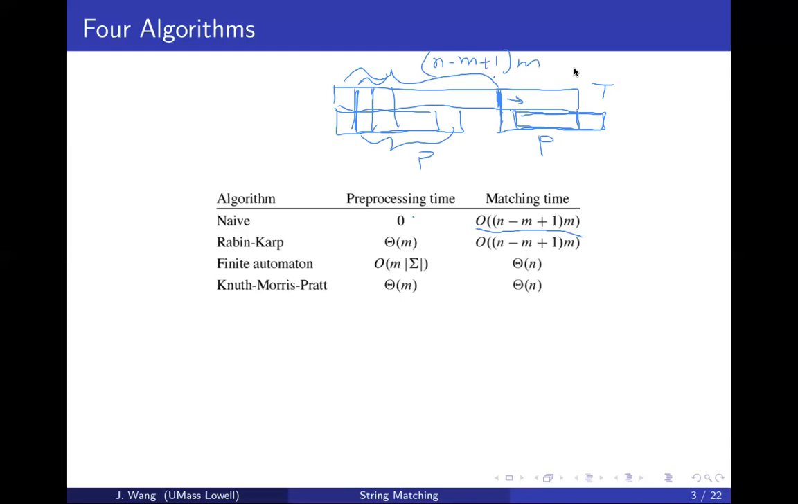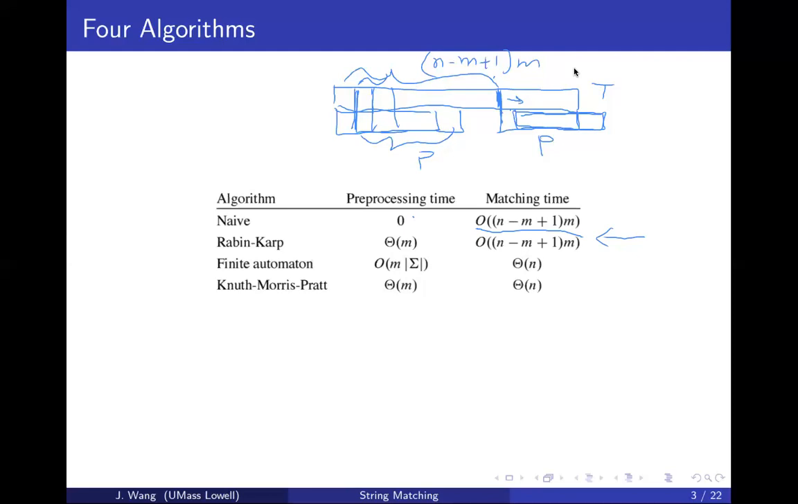All right, and then we're going to look at the Rabin-Karp algorithm. So this algorithm involves pre-processing time, and running time in the worst case is still the same as the naive algorithm. But the good thing about this is the average running time is much shorter. Hence, it is a useful algorithm in practice.